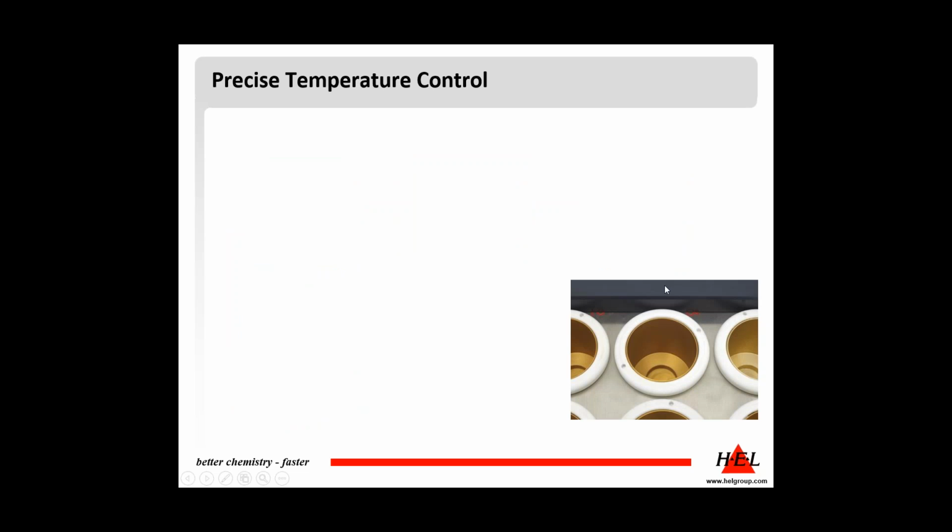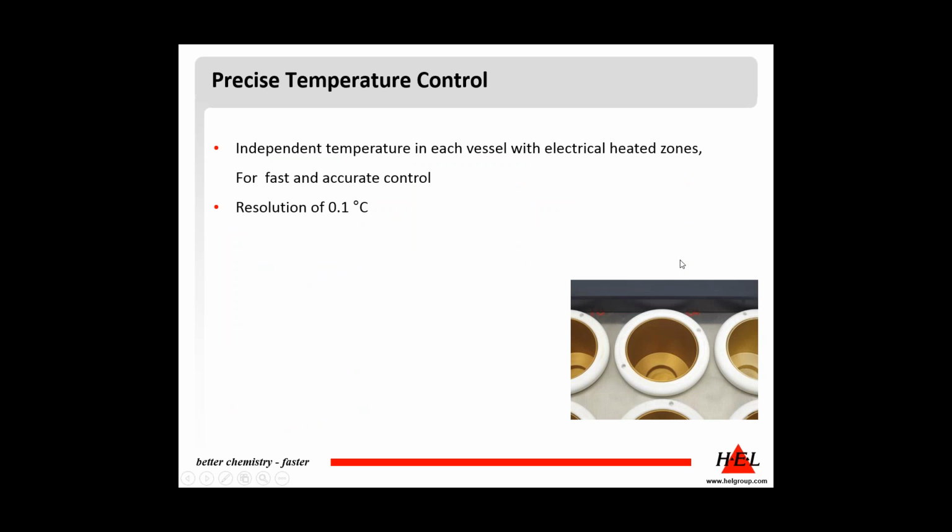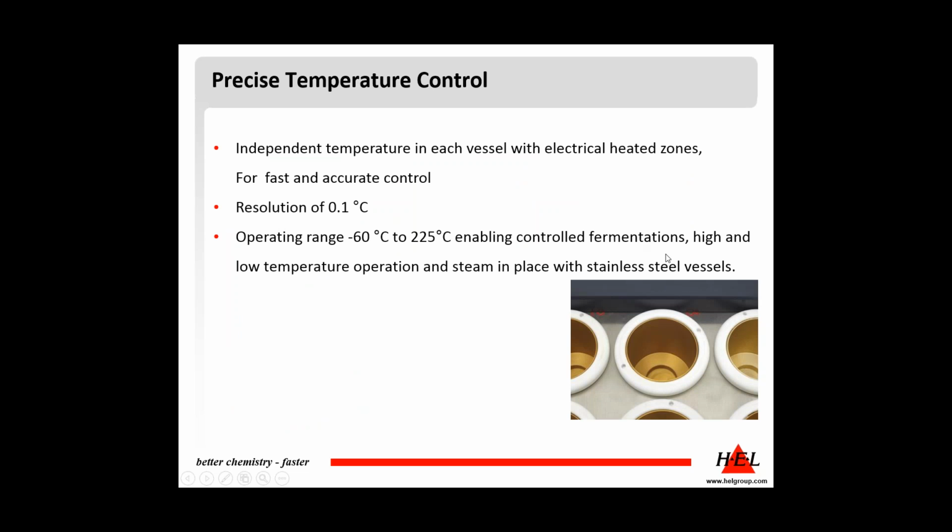Just to talk about some of the integrated properties of the blocks. Firstly, temperature control. As I've said, temperature control between each zone is completely independent with electrical heating, and there's a resolution of 0.1 degrees C between them. And the operating range of the block, which may surprise you, is between -60 and 225. Now this comes from the chemistry automation, but we've left it in place, and it has had some advantages.